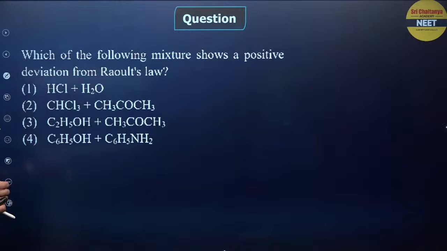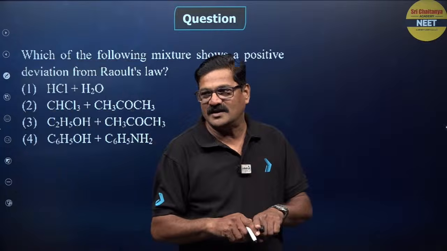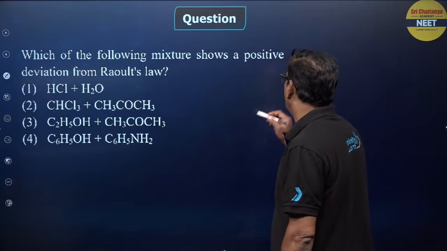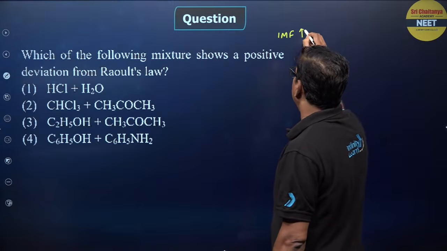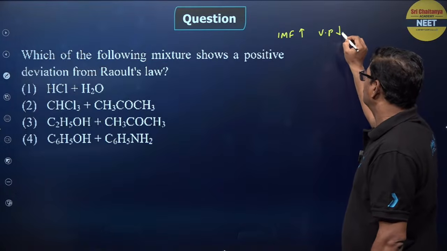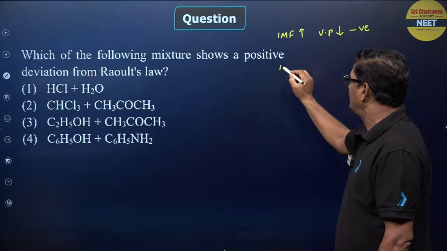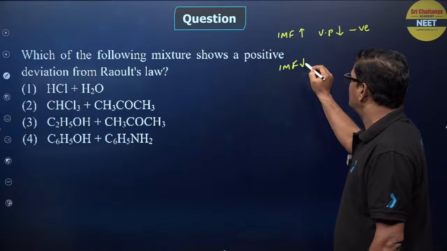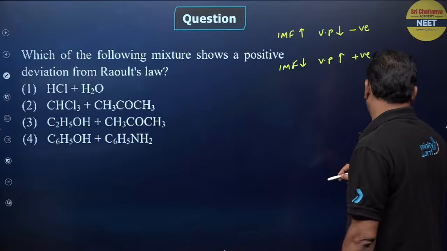Which of the following mixtures shows a positive deviation from Raoult's law? Negative deviation from Raoult's law means that when two things are mixed, intermolecular hydrogen bonding or intermolecular forces are increased, so vapor pressure decreases. If intermolecular forces are decreased, vapor pressure increases, and it shows positive deviation from Raoult's law.